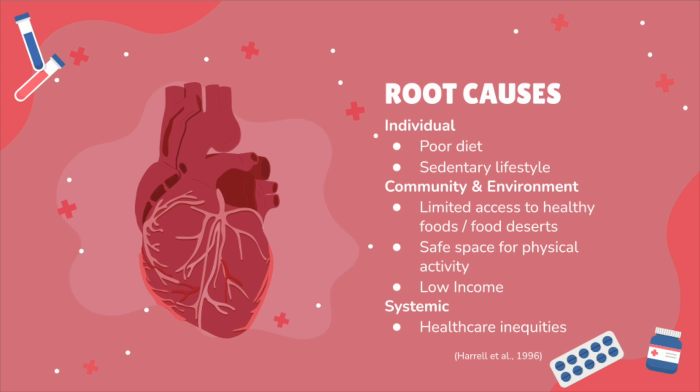Risk is also shaped by community and environmental factors consisting of social and structural influences. For example, many neighborhoods have limited access to healthy foods and grocery stores and are overpopulated with food deserts, as well as high-fat cafeteria foods in schools and unsafe neighborhoods for jogging and walking.